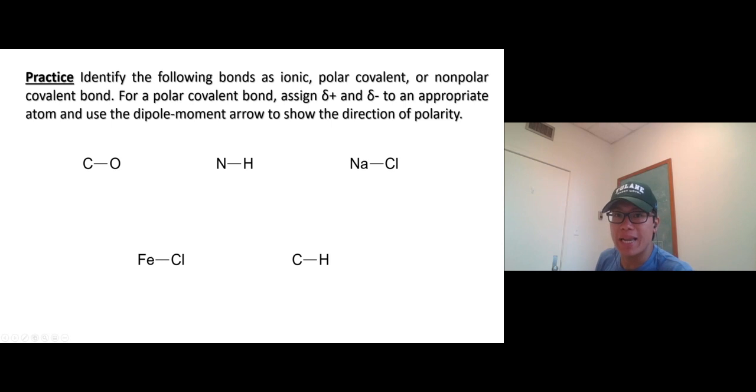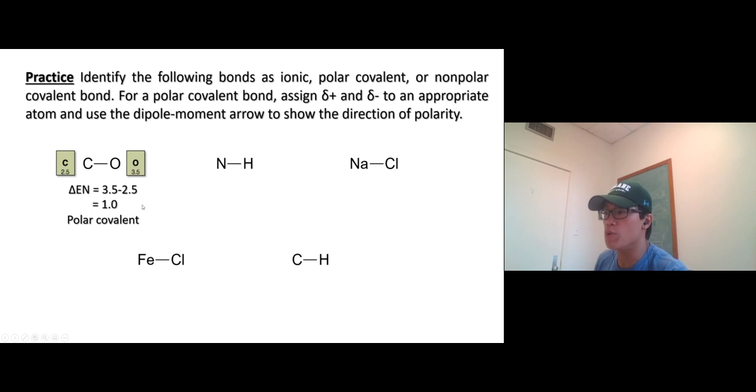If you look at the electronegativity, we've got 3.5 and 2.5. The difference is 1, so that's a polar covalent bond, between 0.5 and 2. Since this is a polar covalent bond, oxygen, being stronger, will pull electrons to itself. So oxygen gets a partial negative, carbon gets a partial positive. The direction of polarity is going toward oxygen.